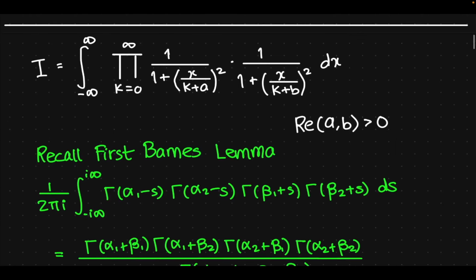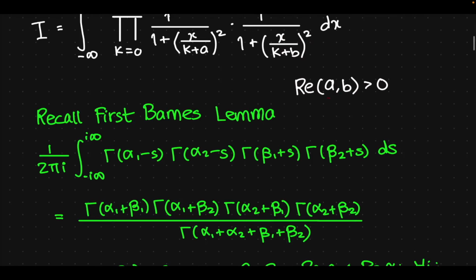So the integral in question, which I will always call I, equals the integral from minus infinity to infinity of the product from k equals 0 to infinity of 1 over 1 plus x over k plus a, the whole squared, times 1 over 1 plus x over k plus b, the whole squared, dx. And the condition on this integral is that the real part of a and the real part of b are both greater than 0.